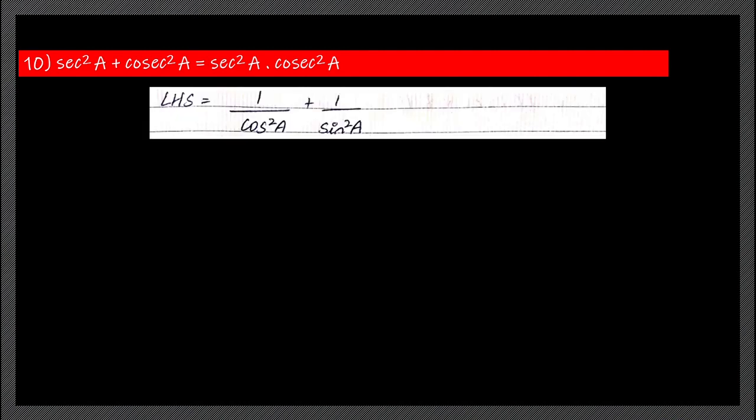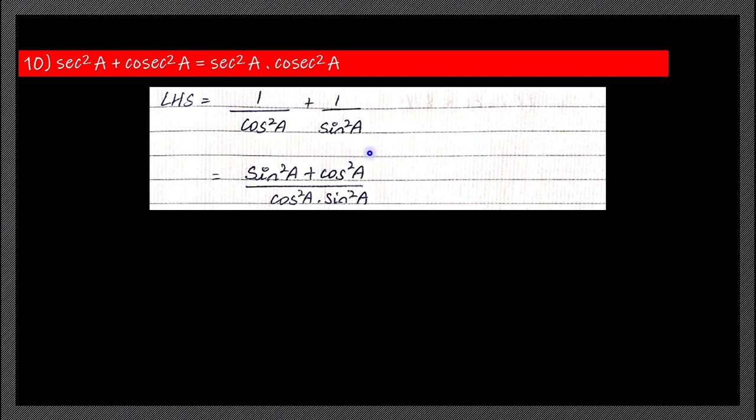Question number 10. Secant square A plus cosecant square A equals secant square A into cosecant square A. Start from the LHS. Secant can be written as 1 by cos. So 1 by cos square A plus 1 by sin square A, cosecant. Secant and cosecant are preferably expressed in the form of sin and cos only.